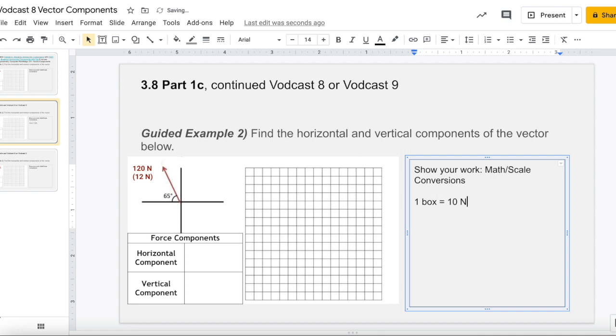So that means what I'm going to do is basically make my vector smaller by a factor of 10. And 10 is a nice round number because that makes my math easy. It allows for a reasonable number of boxes. In this case, it'll actually end up being about 12. Somewhere in the range of 10 to 12 boxes is probably something that's reasonable to fit on our grid. All right, so our original force was 120 newtons. I'm going to divide that by 10 newtons per box, and that's going to give me 12 boxes.